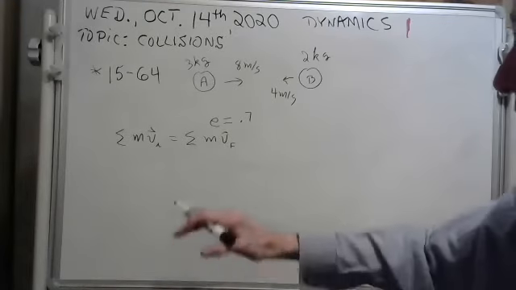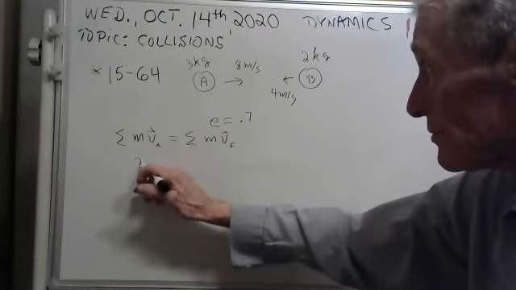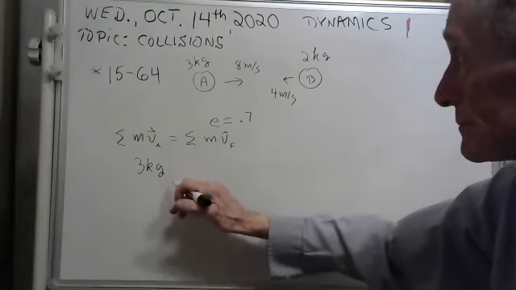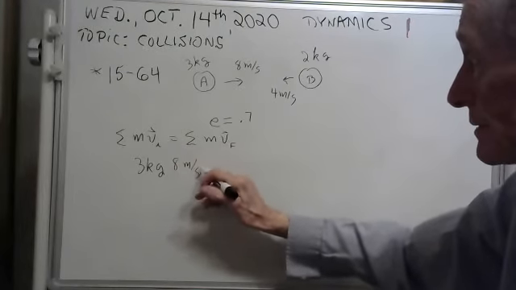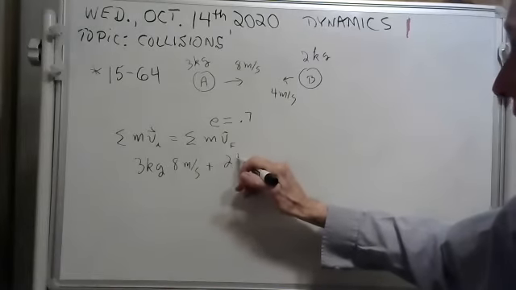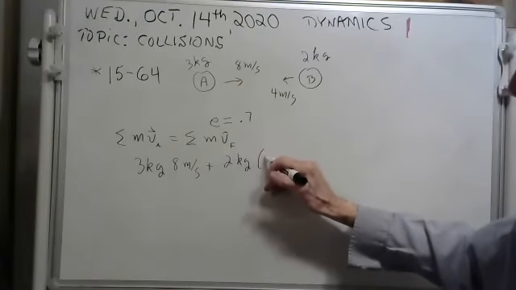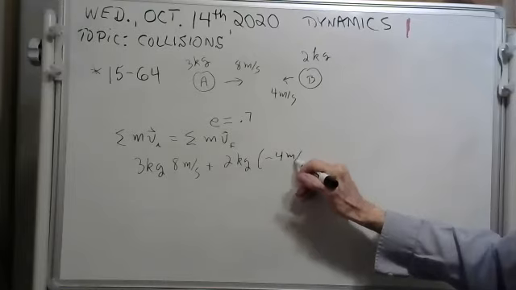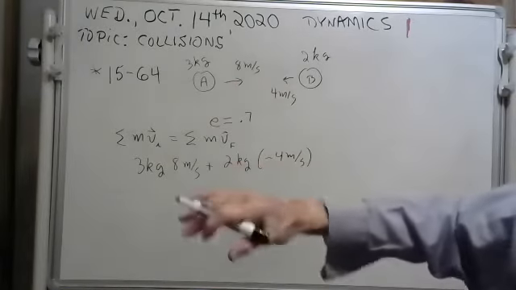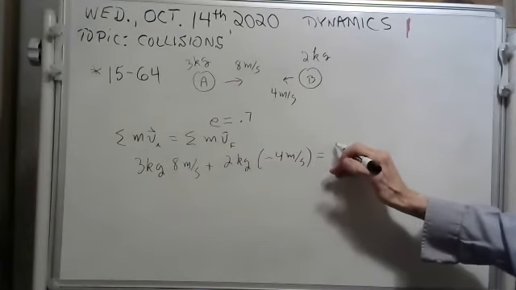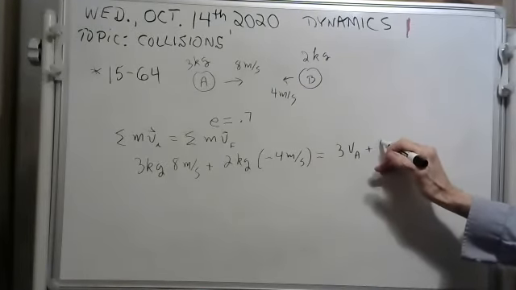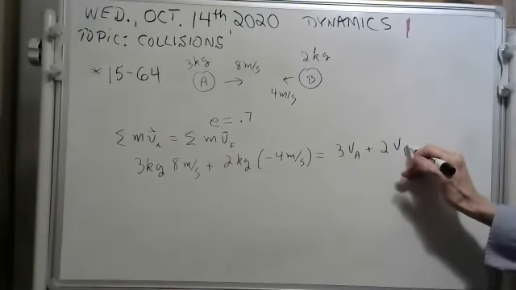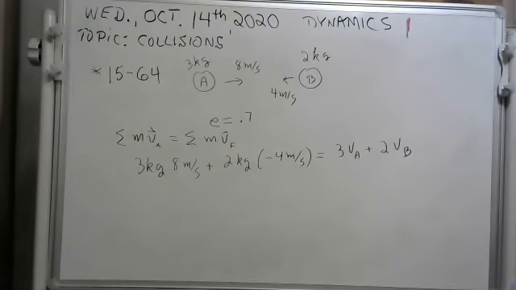So let's do it. Let's see, we have 3 kilogram times 8 meters a second plus 2 kilogram times minus 4 meters a second. See, it's minus because it's going the other way. Equals 3, we'll call it VA, plus 2 VB. There's our conservation of momentum equation.